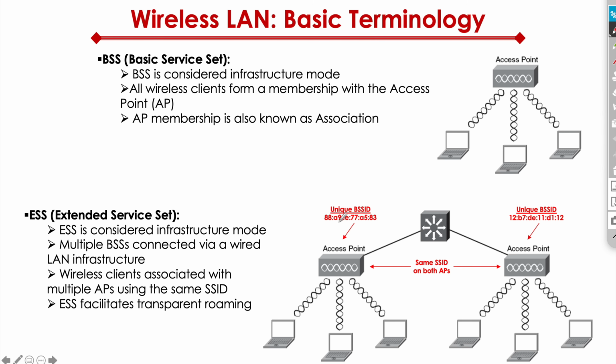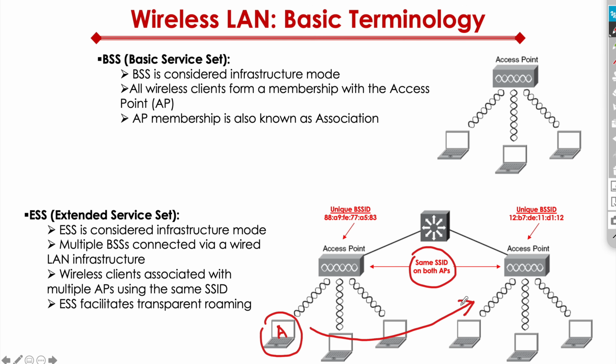So let's unpack this ESS a little bit. Like I said, multiple BSSs connected via a wired LAN infrastructure. As you can see, there are 2 access points that are connected to a single switch here. Wireless clients are all using the same SSID as shown here. Both access points are advertising the same SSID. And this is what facilitates transparent roaming. So the roaming component, we'll talk more about it momentarily, is when this laptop, let's say A, moves into the territory of this access point to the right. When it does, we want this to be very seamless.